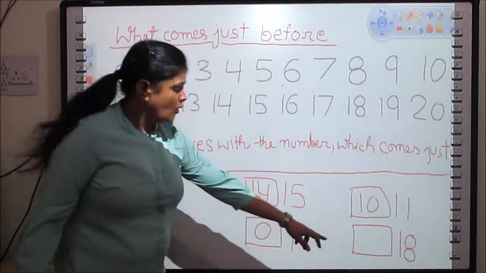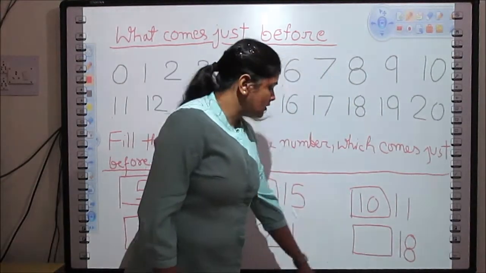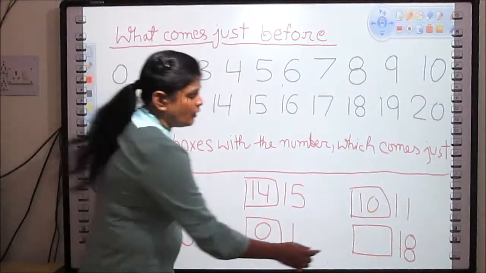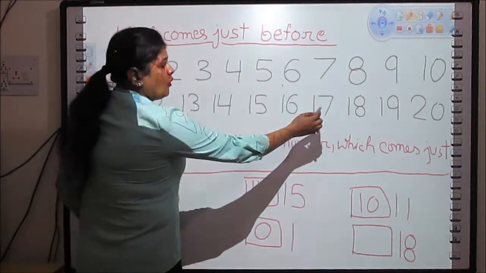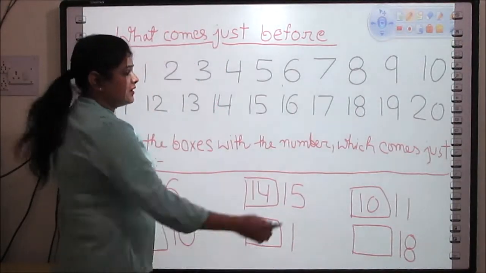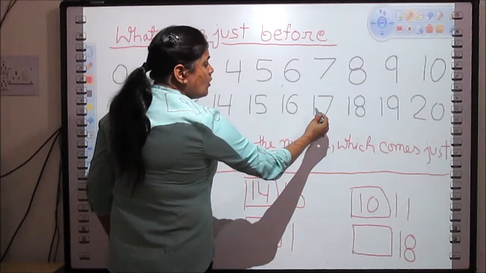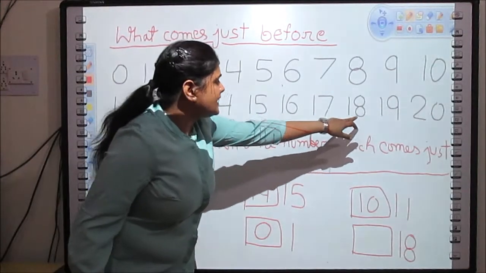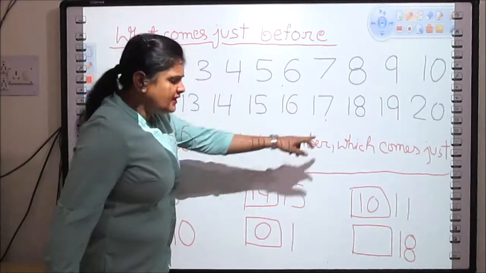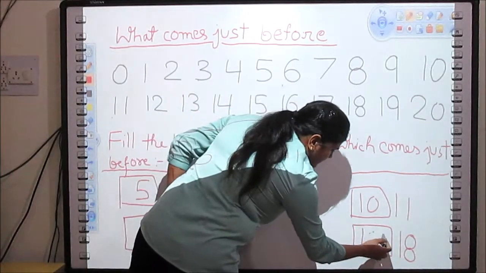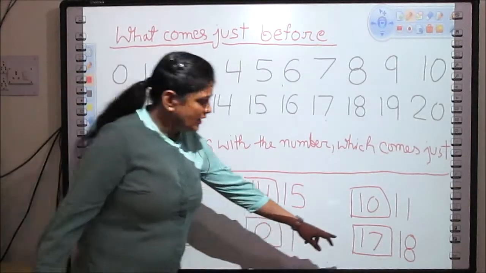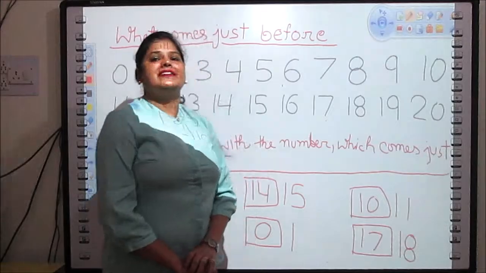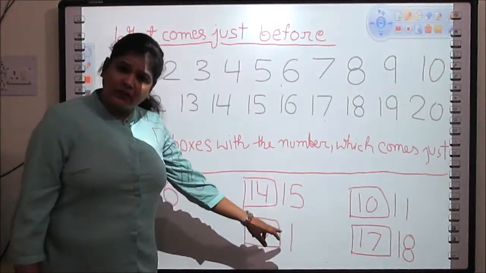Which number? 18. What comes just before 18? 17. So write here 17. What comes just before 18? 17. Do the practice like this only.